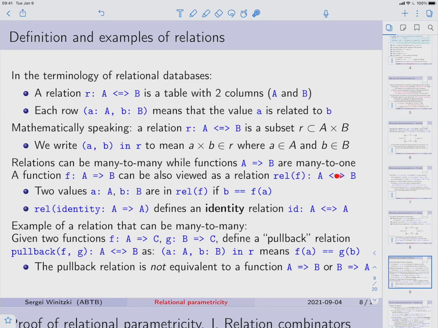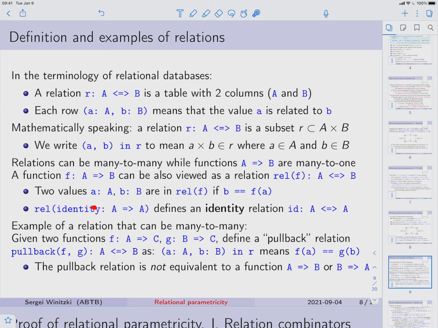So this notation I just invented here. It means the type of the relation. So relation R has this type. It means that it is a relation between types A and B. So a function f is transformed into a relation rel of f, and we define that by saying A and B are in rel of f if B equals f of A. So a function defines a relation. So this is one way of defining a relation. Not necessarily the most general, of course.